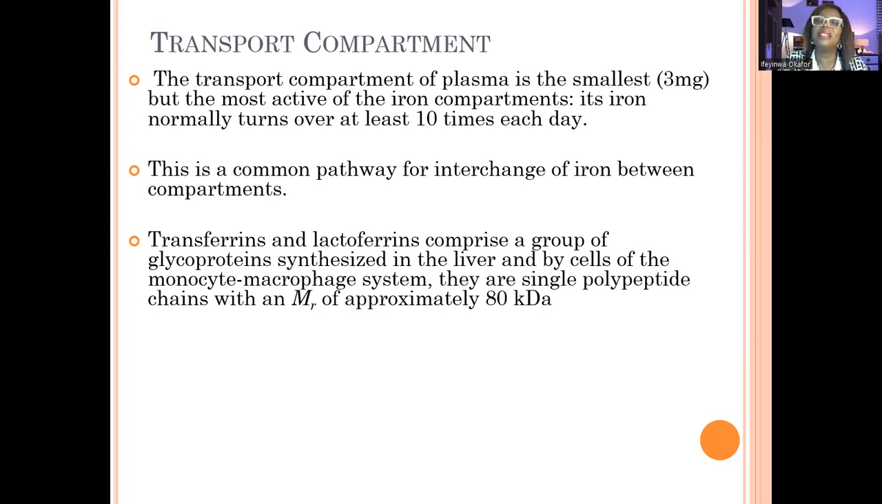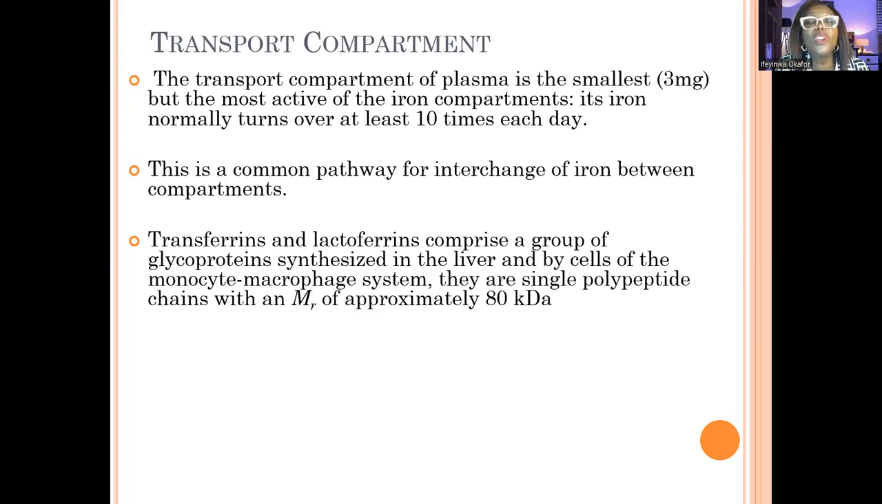It collects from ferritin and takes iron to where it is needed. It collects from the duodenal enterocyte through absorption and takes it to ferritin for storage. It takes iron to bone marrow for erythropoiesis and also for incorporation into the formation of enzymes needed for the Krebs cycle, DNA synthesis, and others. So this particular compartment, even though it is very small and takes up only about 0.08% of total body iron store, is a very active compartment. It is the common pathway for interchange of iron between compartments.